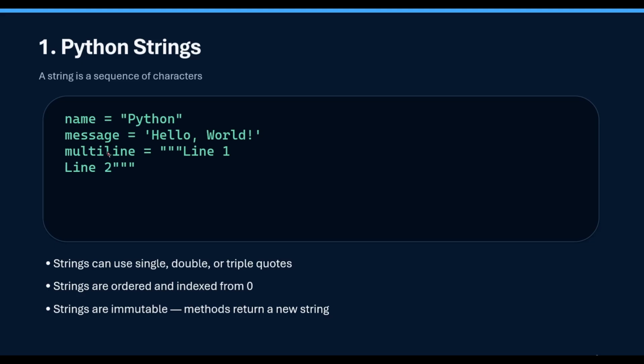And then we have a multi-line string with triple quotation. So a string can use single, double, and triple quotation, and a string is ordered and indexed from zero. Whenever you define a string, there will be an index. For the first it will start from zero. At P it's zero, then Y is one, then T is two, then H, four, sorry, three, and at the end, for N, there will also be an index.